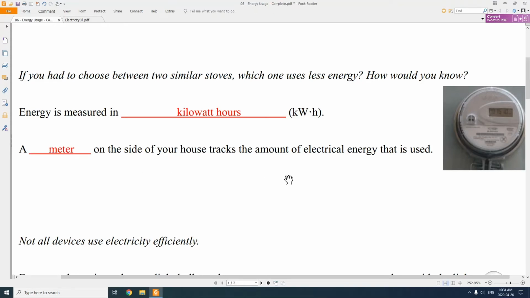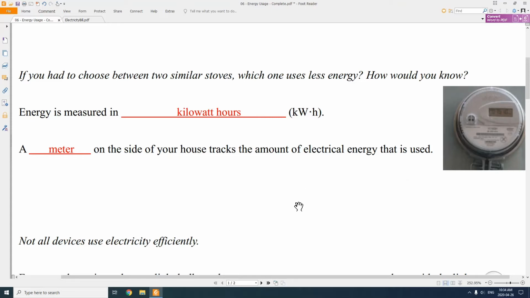A meter on the side of your house tracks the amount of electrical energy that is used. So in this case, the main line that goes into your house, into your breaker box that splits out into everything else in your house, goes through this box. So the main power line coming into your house goes here, and all the electrical energy that's going into your house goes through that meter, so it can just record how much is being used. And you can actually look at it and you'll see the numbers ticking upwards. If you went and shut off everything in your house, you might be able to slow it down or even stop it.